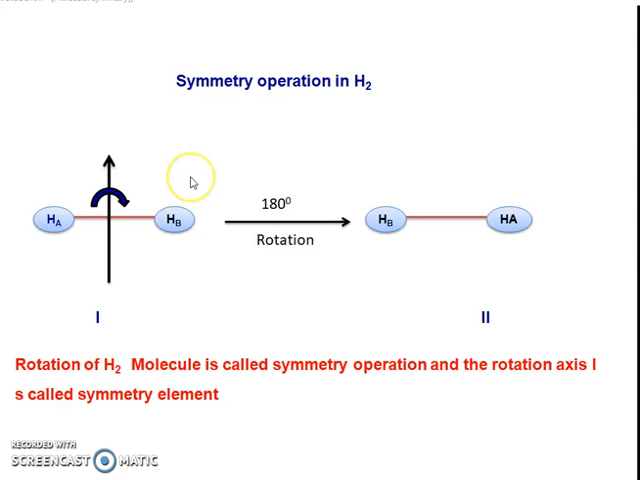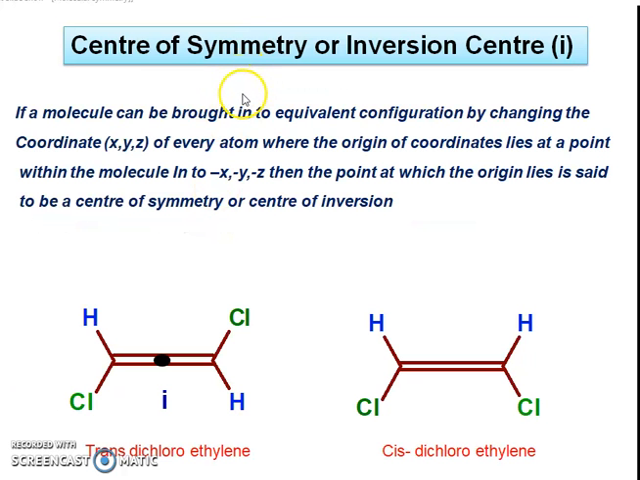Now the first symmetry element we will see is the center of symmetry, or inversion center, small i. Okay, center of symmetry, another name is inversion center. You know that the term inversion center is seen in organic chemistry as well as inorganic chemistry. So what is the inversion center?